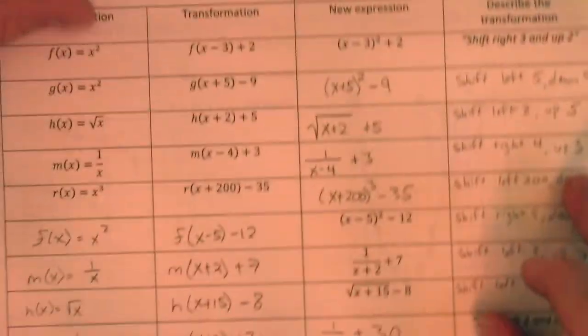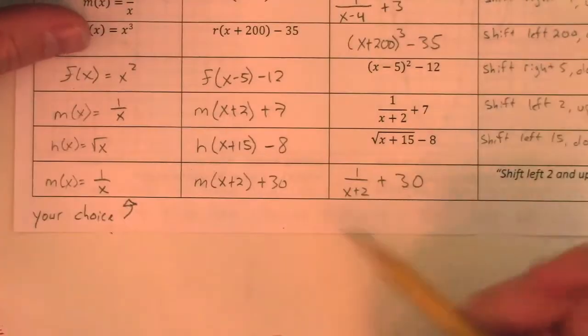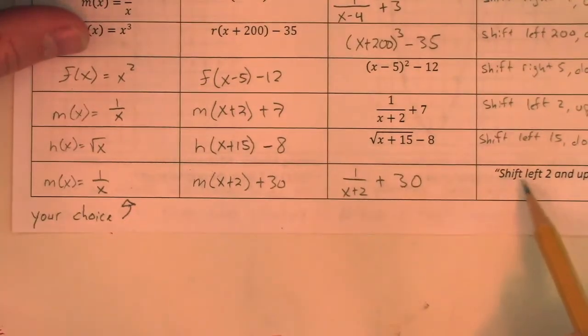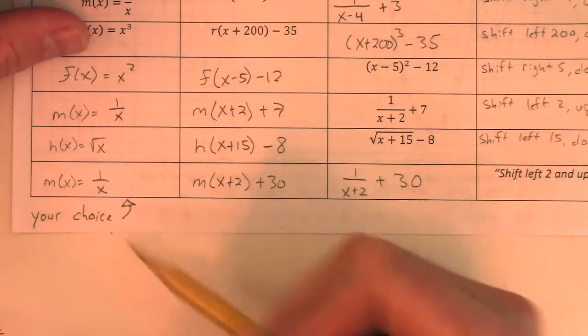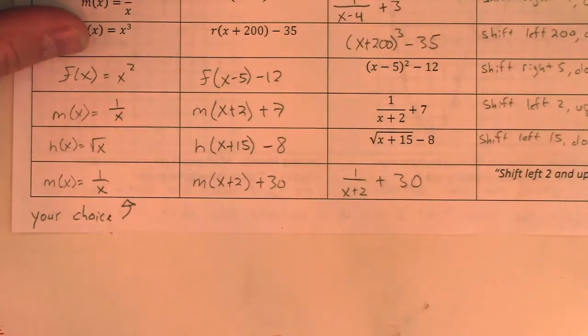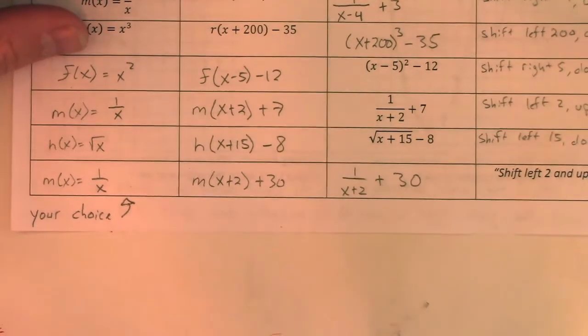The very last one that I have on this document, you get to choose. I said simply shift left 2 and up 30. So you would have to have some sort of a shift left 2 and up 30. And I just decided to use the reciprocal function. We're going to go to the guess the graph on the back.